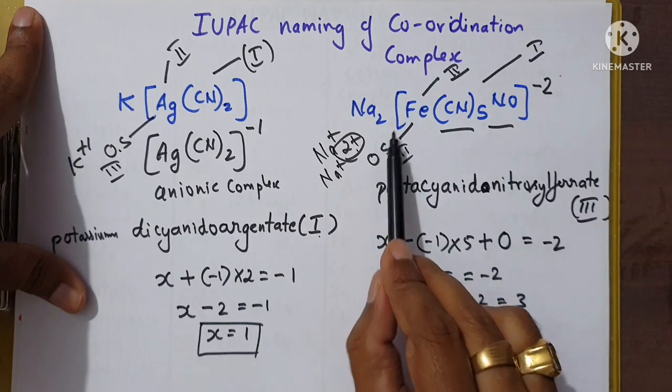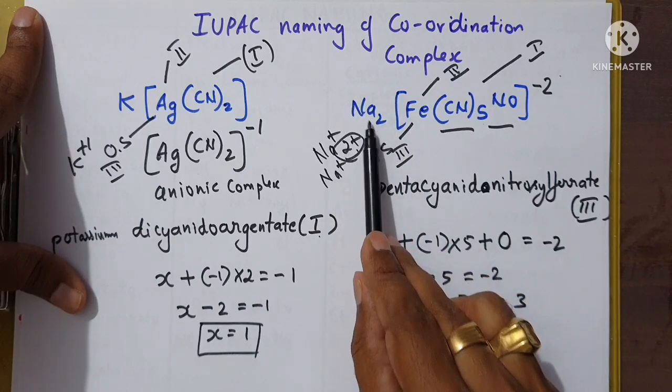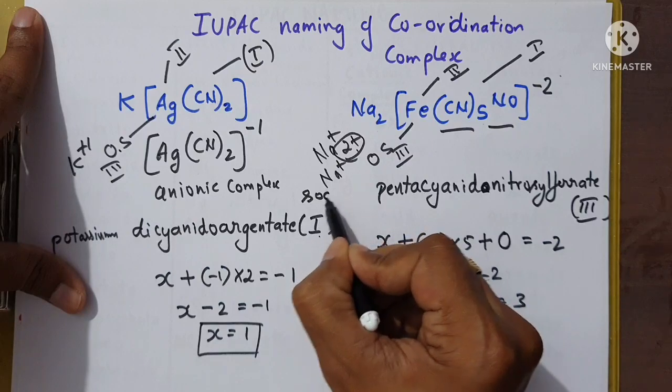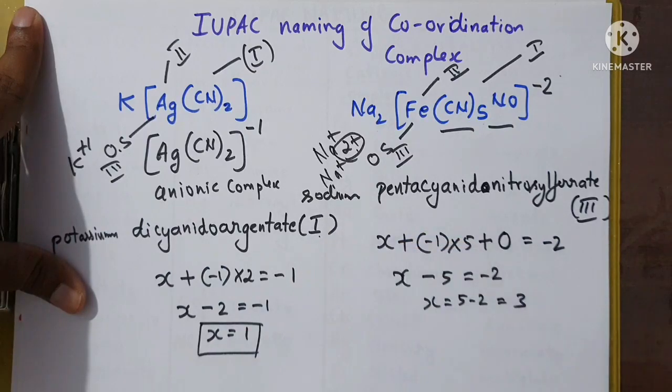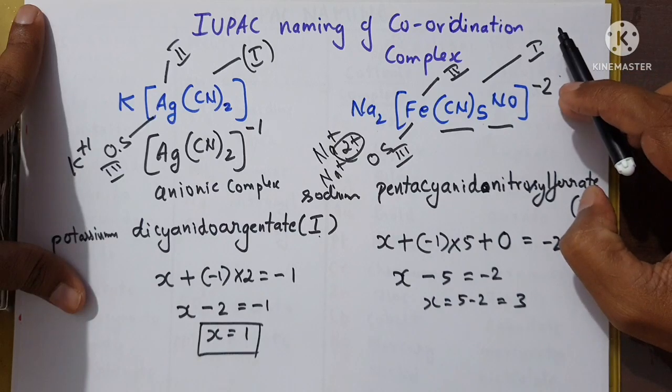So you can observe here the counter ion, whatever is present outside the bracket is a counter ion, and that is sodium. This is all about the naming of an anionic complex.